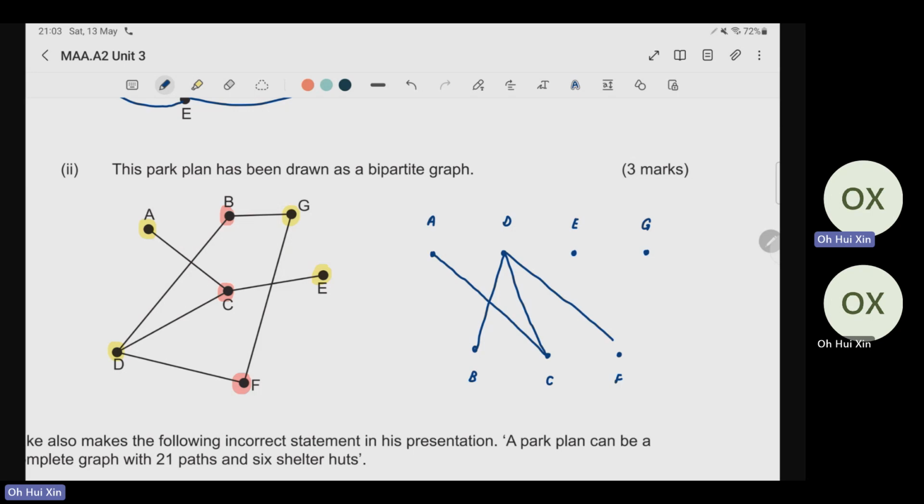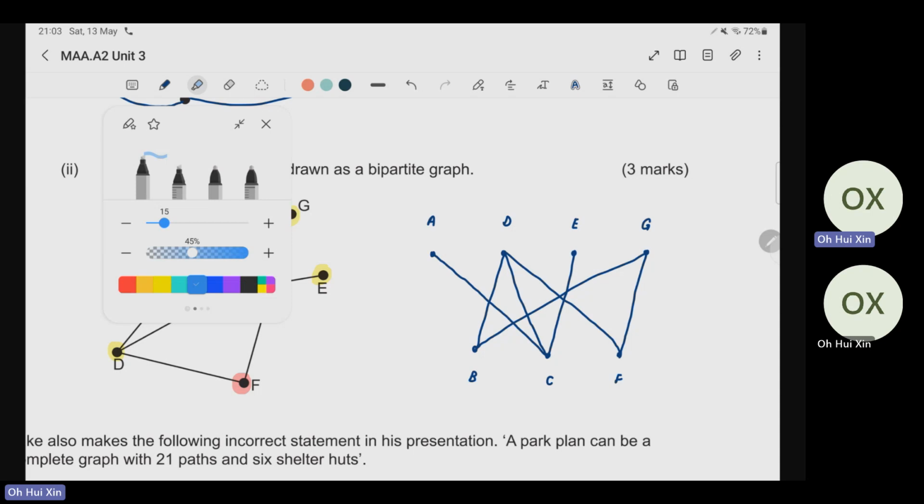So for E, it is adjacent to only C. For G, it is adjacent to both B and also F. Okay, so you can just choose one of the groups so that you don't draw the two edges two times. Okay, so after you finish, then you can try to check whether or not you left out any of the edges.